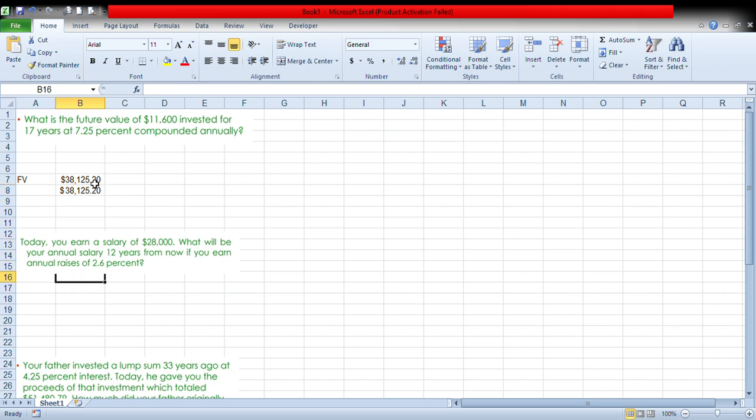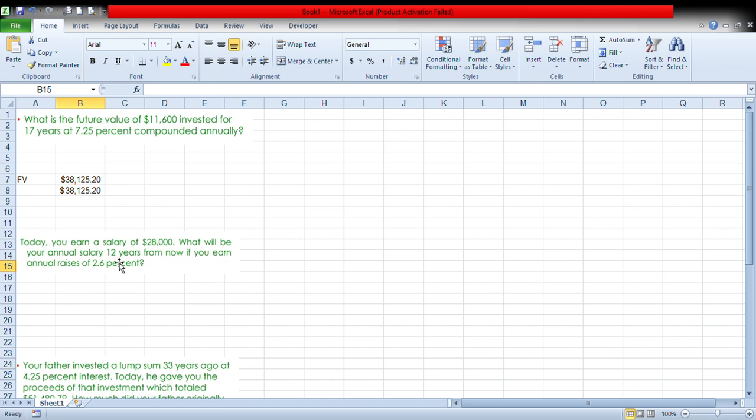Now let's go to the next question. Today you earn a salary of $28,000. What will be your annual salary 12 years from now if you earn annual raises of 2.6%? You need to calculate the future value, because today means present value. The present value is $28,000, and we want your salary in the future.